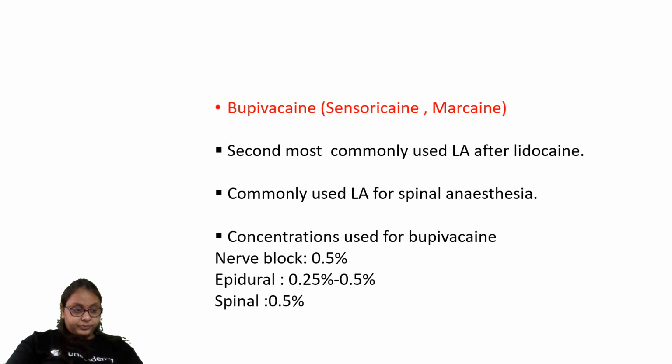Okay. Now another important local anesthetic that you must have seen in OTs, mostly used for spinal anesthesia or peripheral nerve block, that is bupivacaine. It is also known as sensoricaine or marcaine. Bupivacaine is also known as sensoricaine or marcaine. It is the second most commonly used local anesthetic after lignocaine.